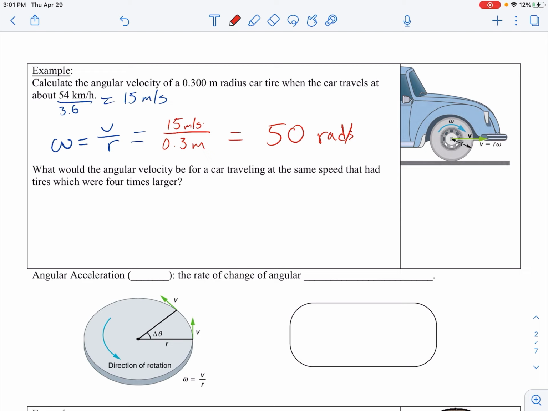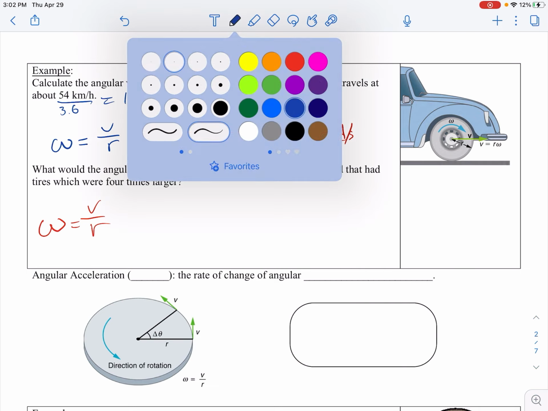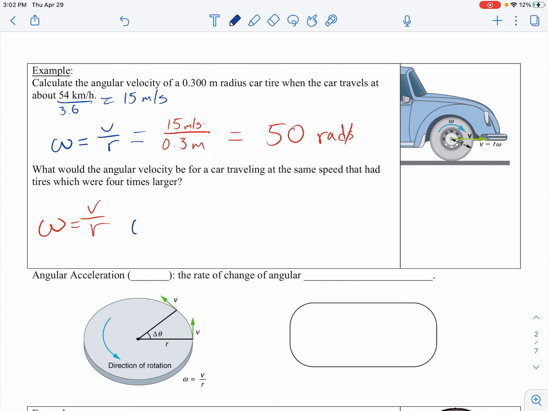Next, we're looking at what the angular velocity would be for a car traveling at the same speed that had tires that were 4 times larger. So before solving this, we just want to look at some relationships in this formula. We see that angular velocity is equal to velocity over radius. What this means is that angular velocity is proportional to the inverse of the radius.